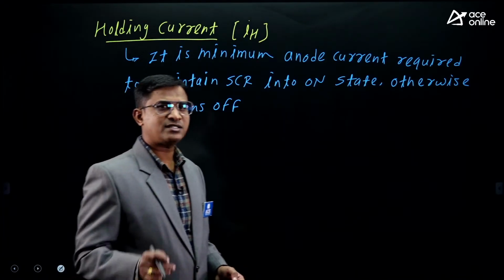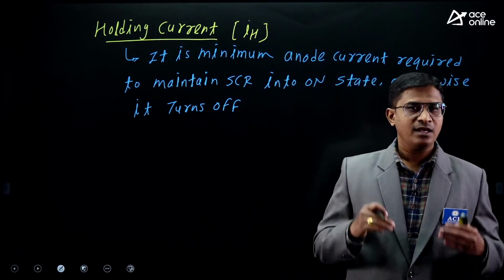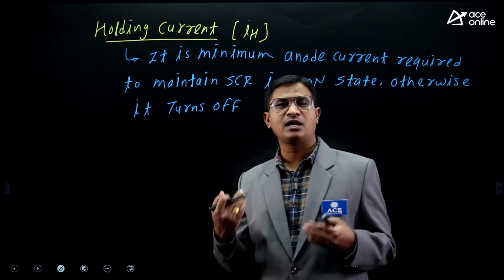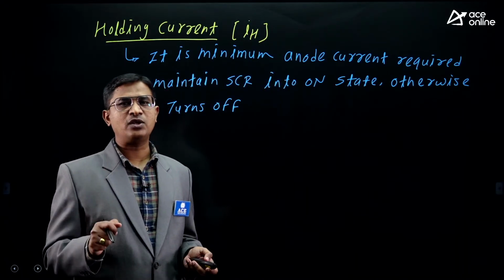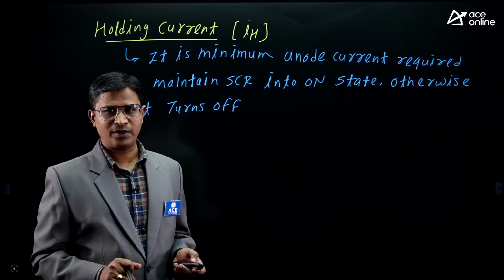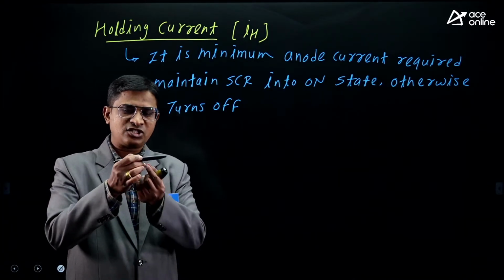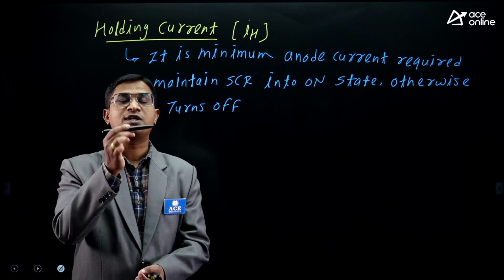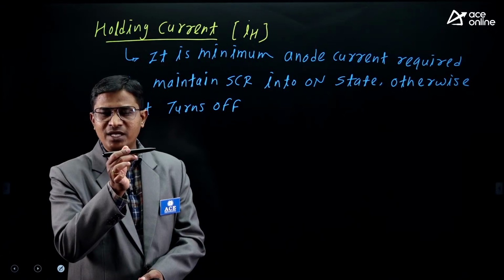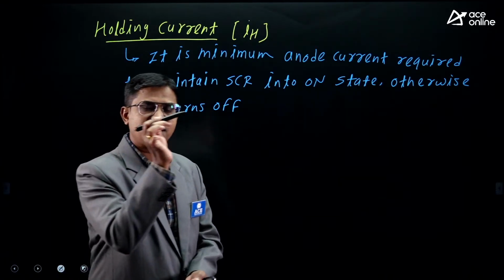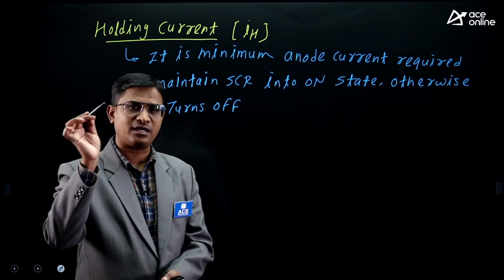Generally, holding current is associated with the turning off of an SCR. Latching current is associated with the turning on of an SCR. Generally, the latching current value is greater than the holding current value. Alright. So at the instant of removal of the gate signal, the minimum current that should flow through the SCR in order to maintain it in the on state is the latching current.